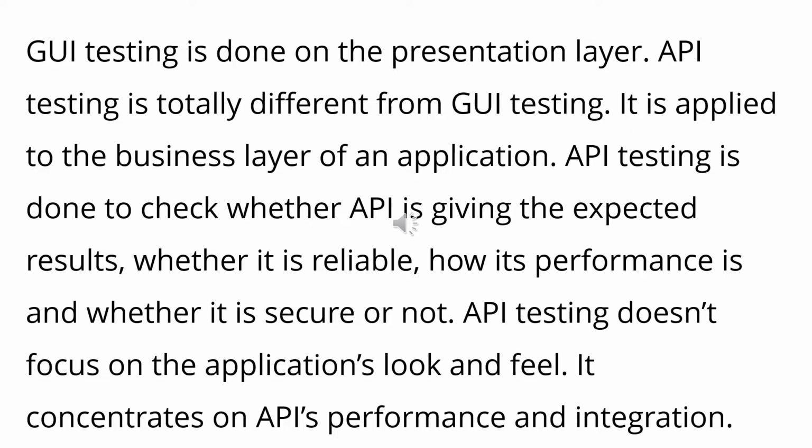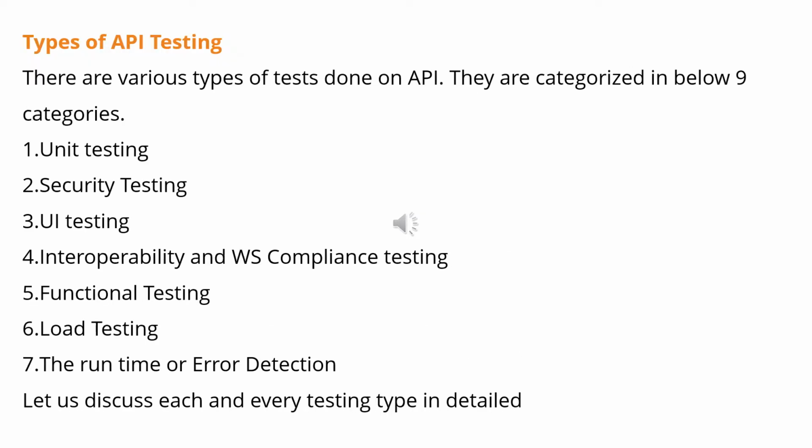API testing doesn't focus on the application's look and feel. It concentrates on API's performance and integration. Types of API testing: there are various types of tests done on API. They are categorized in below 9 categories: unit testing, security testing, UI testing, interoperability and WS compliance testing, functional testing, load testing, the runtime or error detection. Let us discuss each and every testing type in detail.